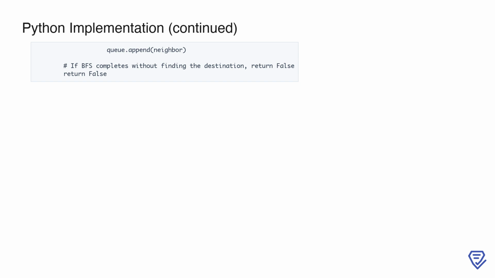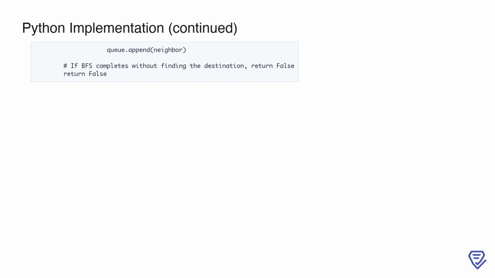For each neighbor, we check if it hasn't been visited yet. If it's unvisited, we add it to the queue, ensuring it will be processed in future iterations. This process continues until the queue is empty. If the BFS completes without finding the destination node, meaning no path exists between the source and destination, we return false. This approach guarantees that we explore all possible paths systematically while avoiding revisiting nodes, thanks to the visited set.